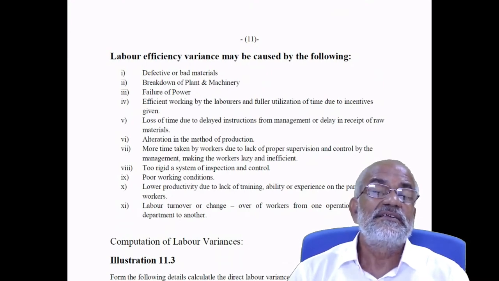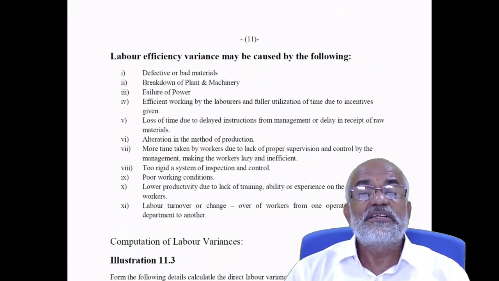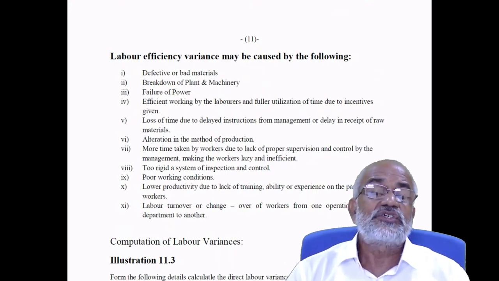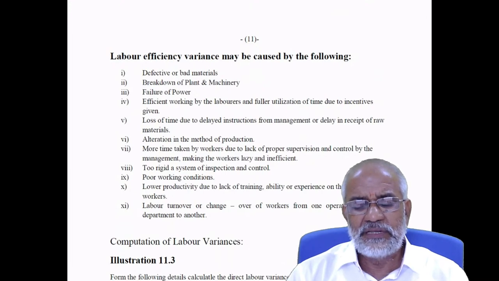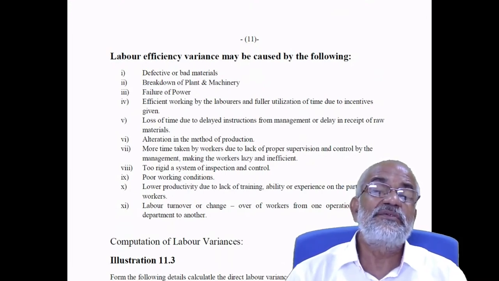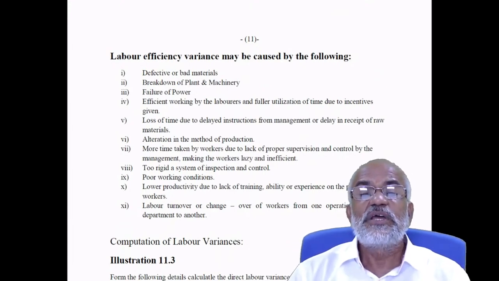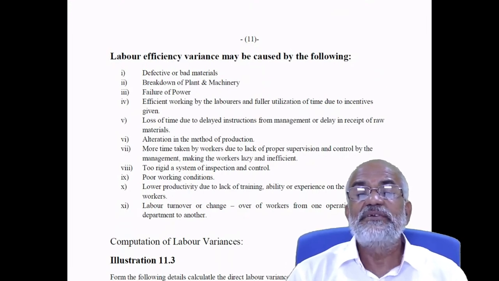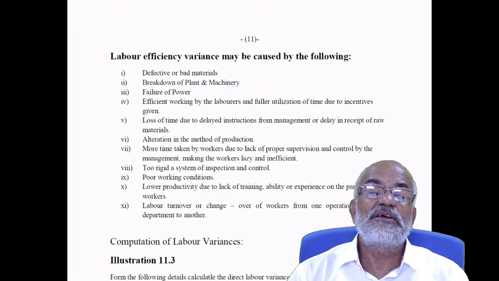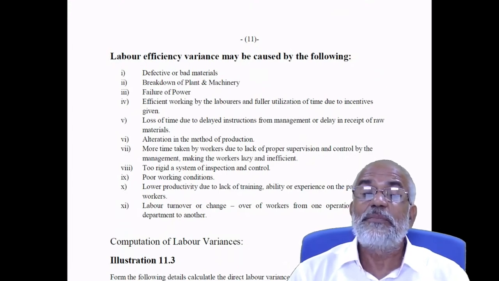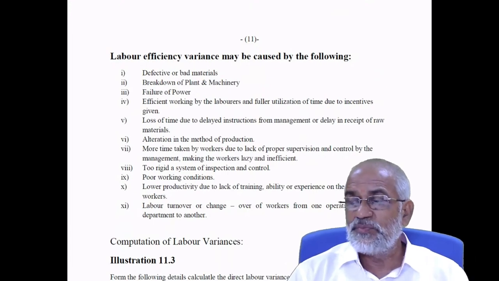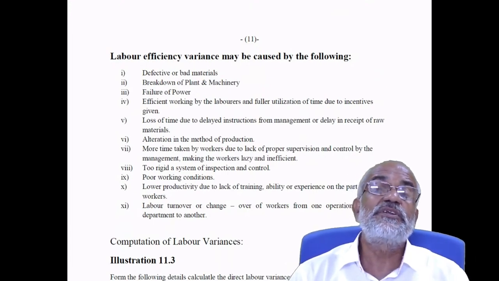Then poor working condition. Poor working condition means if the working condition is not healthy, not congenial, not perfectly suiting the laborers, then the efficiency of the laborers will definitely be affected, and it will result in labor efficiency variance. Next one is lower productivity due to lack of training, ability or experience on the part of the workers. If the workers are new and do not have sufficient experience or training to execute the work, then definitely their performance would be poor, and that will result in labor efficiency variance.